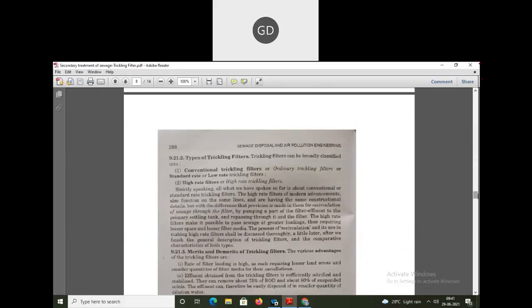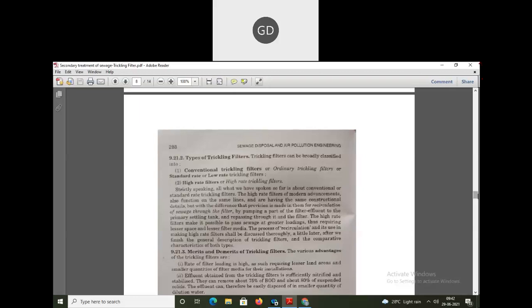So now coming to the types of trickling filters. How many kinds of trickling filters are there actually? Basically there are two types. Number one, as I already said, is the conventional trickling filter, and the other one is the high rate trickling filter. The conventional trickling filter is also called standard or low rate trickling filter. The low rate trickling filters are generally not used nowadays. Nowadays, high rate trickling filters are generally used.